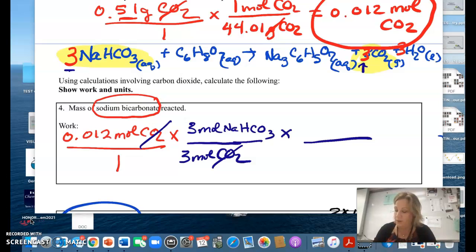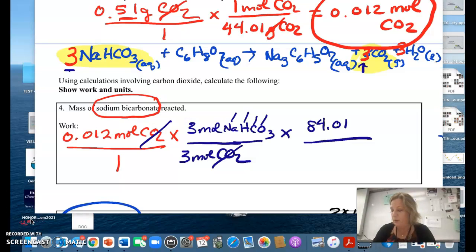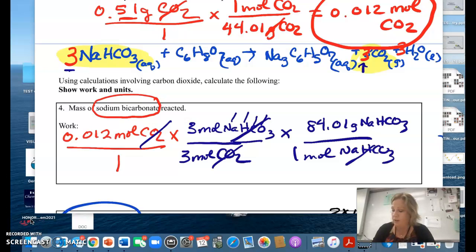You don't have to show your work anymore for those. 22.99, 1.01, 12.01, and 16 times 3. That gives us 84.01 grams of sodium bicarbonate per 1 mole of sodium bicarbonate. When I do that, I want to answer with 2 sig figs. So my answer is 1.0 grams of sodium bicarbonate.